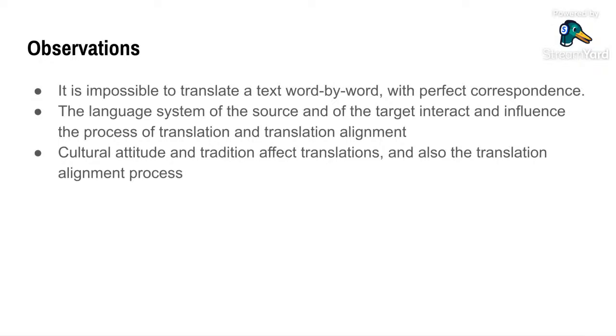But also we want to notice that the language systems of the source and of the target do interact and influence the process of achieving a translation alignment. And so when compared, the distinctive patterns of languages like Georgian, Coptic, Farsi reveal that there are structural linguistic differences playing a role in the establishment of correspondences between texts. So in other words, it's not just the choice of a translator. There are external factors at play here.